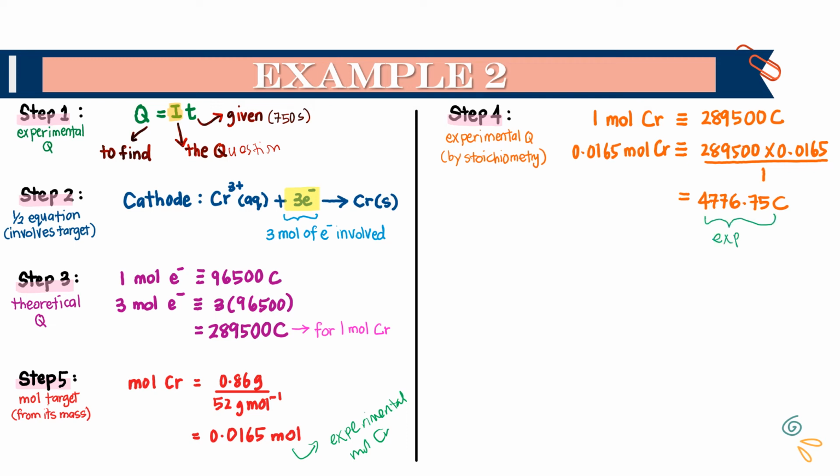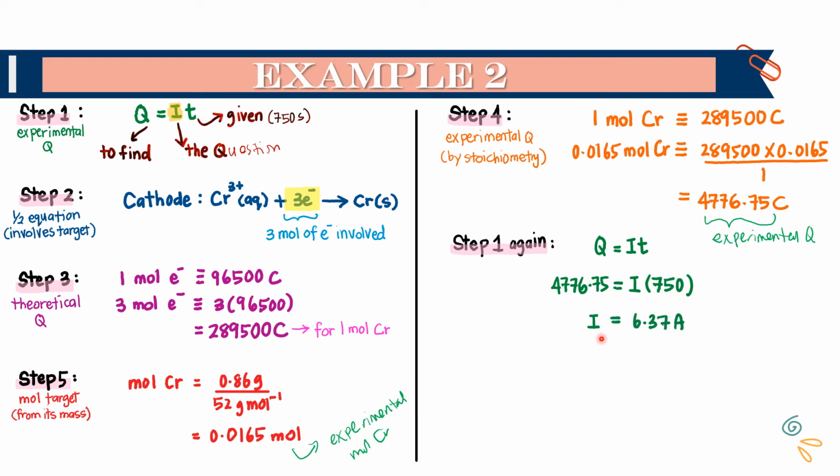So, this is our experimental Q. Okay, bila kita dah dapat kita punya experimental Q, ingat tadi kita nak cari apa? Kita nak cari this one. Kita nak cari berapa current supplied. For us to find the current supply, we need to have the time. We need to have the experimental charge. Kita dah dapat. So, kita keluarkan balik kita punya step 1. Keluarkan balik Q equals to IT. Tulis 2 kali, tak ada masalah. Q equals to IT. Substitute all the value. I, T, ingat, mesti dalam second. And you will get the current as 6.37 ampere.